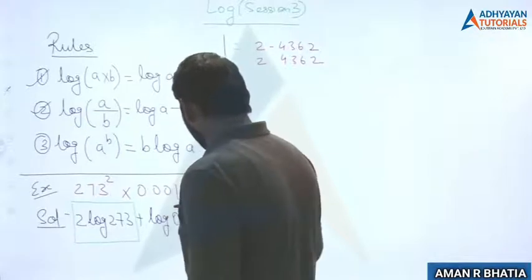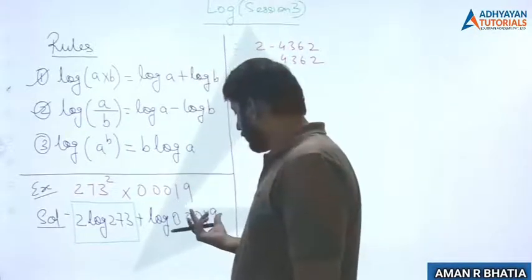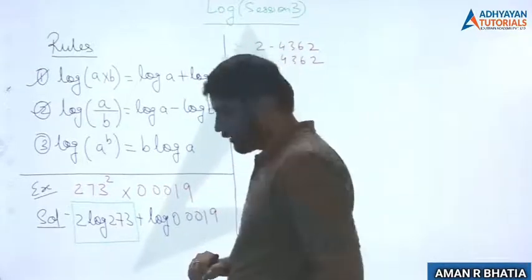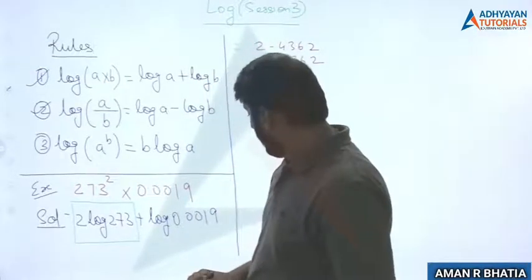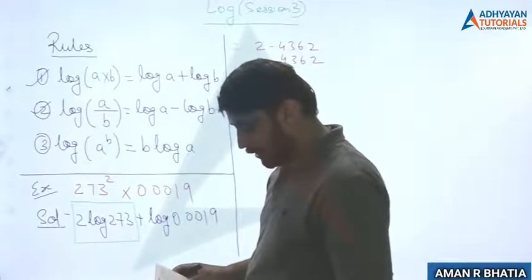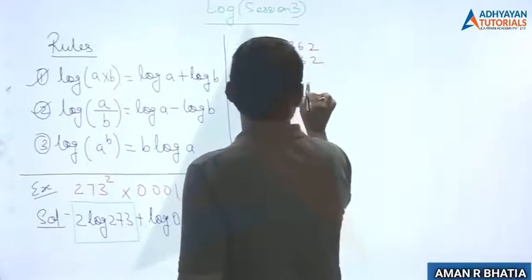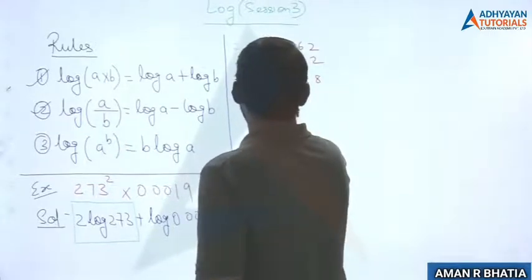Then I have log of 0.0019. Log of 0.0019, I clearly see that the characteristic is bar 3. Then I have 19 में 0. 19 का value in 0 is 2788. I have to add all this.